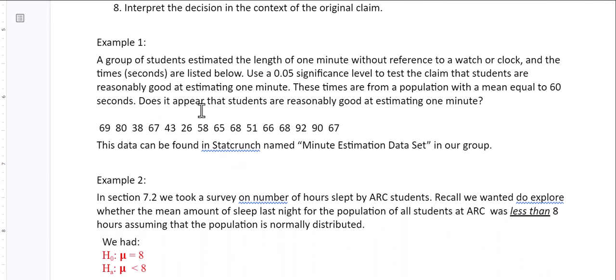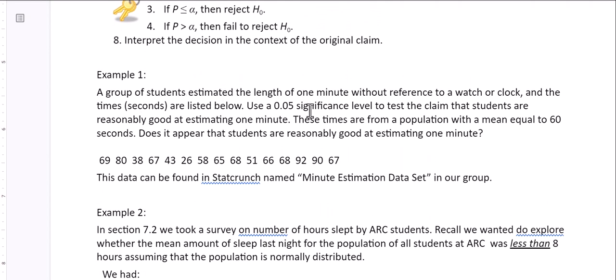So let's try this example. A group of students estimated the length of 1 minute without reference to a watch or a clock, and the times in seconds were listed below. Use a 0.05 level of significance, so you can notice that significance is given, to test the claim that students are reasonably good at estimating 1 minute. These times are from a population with the mean equal to 60 seconds, and I should have said that it is normally distributed. So let me add that in.